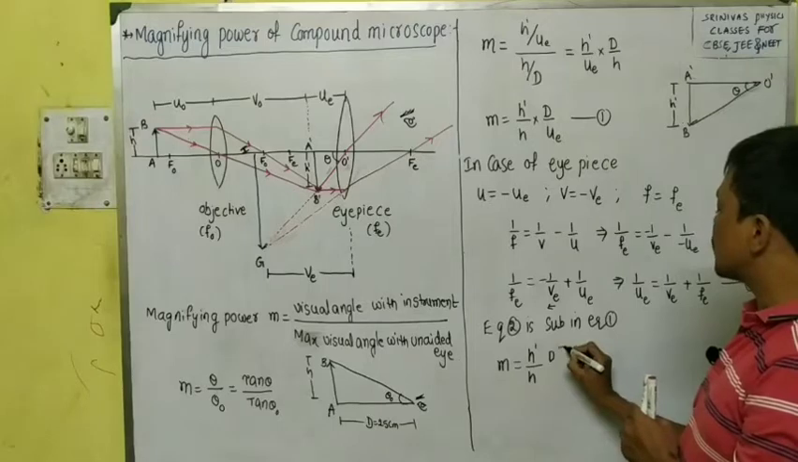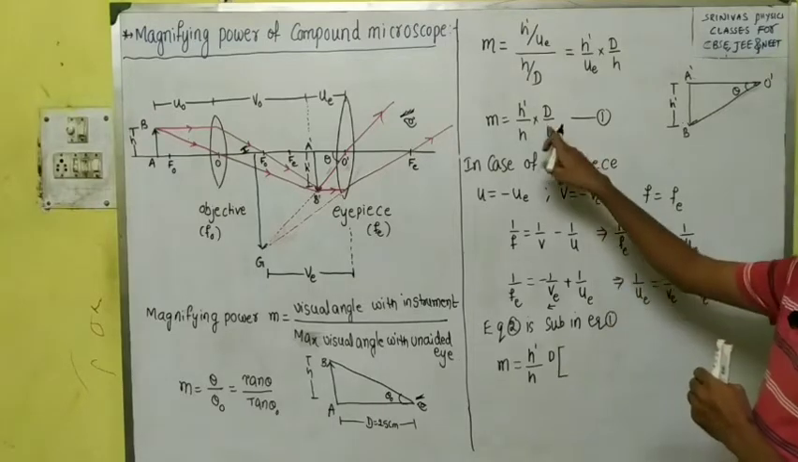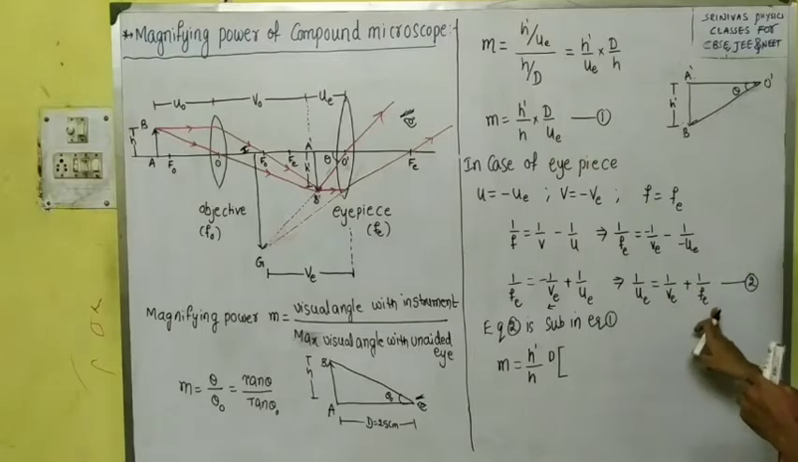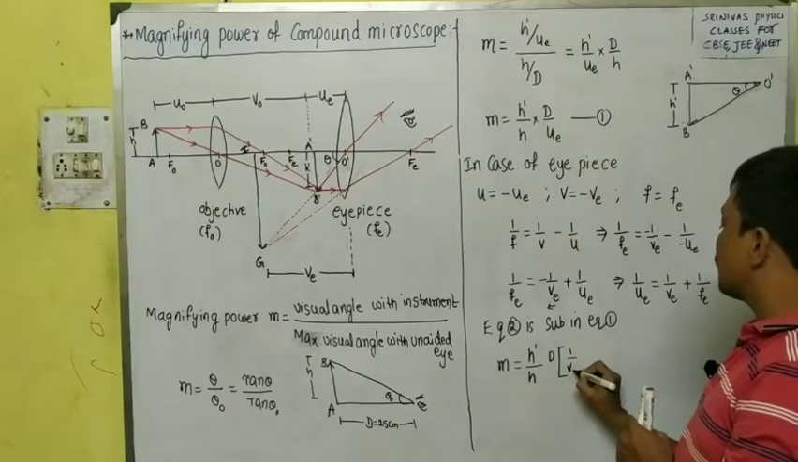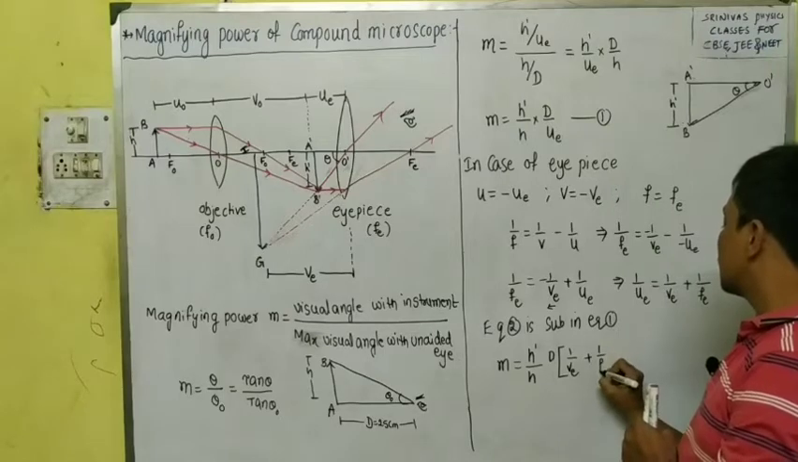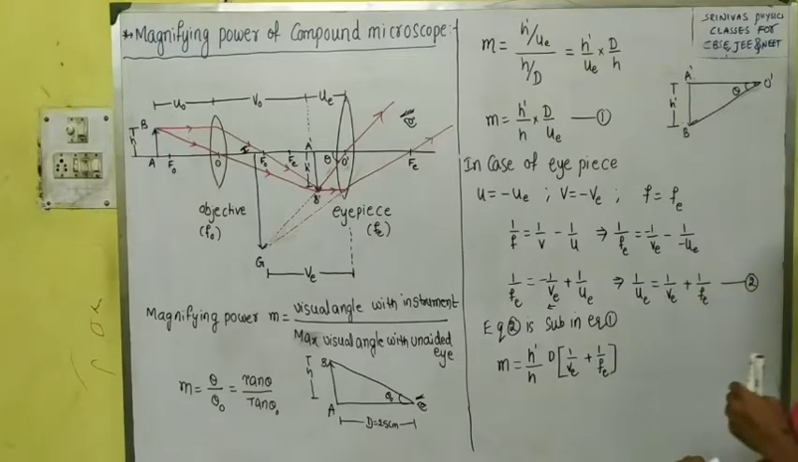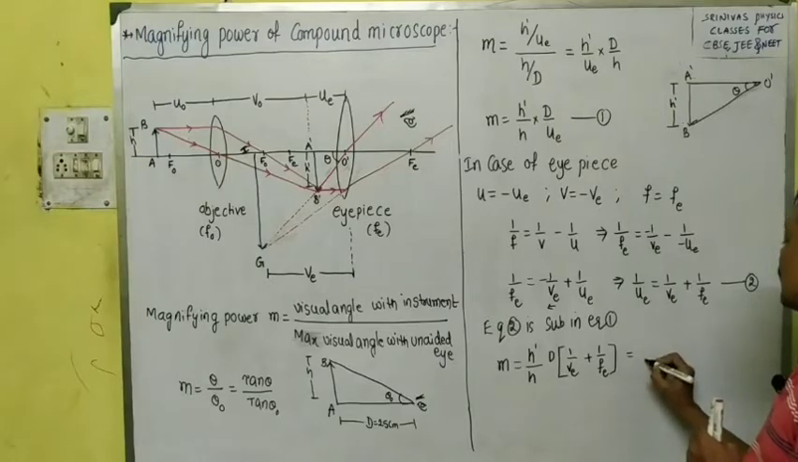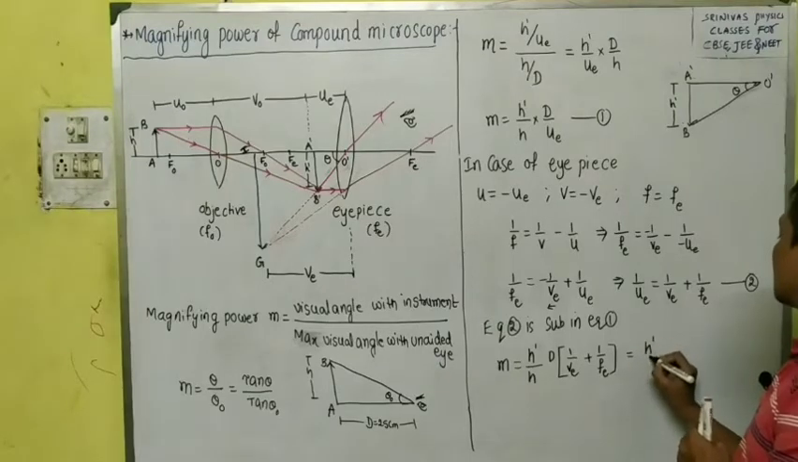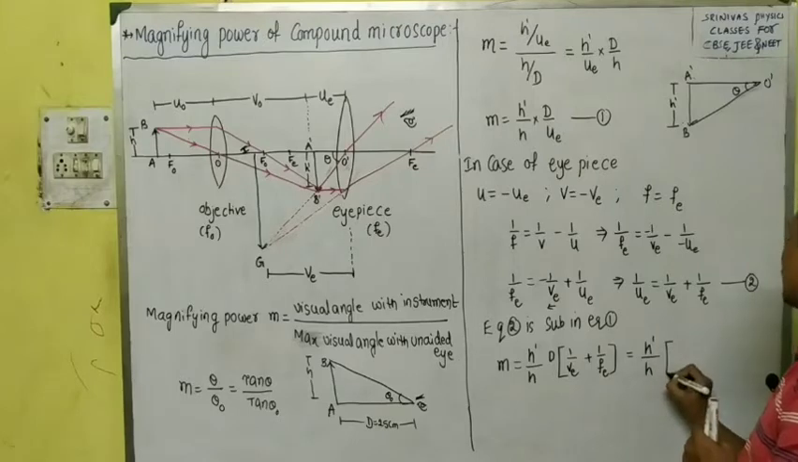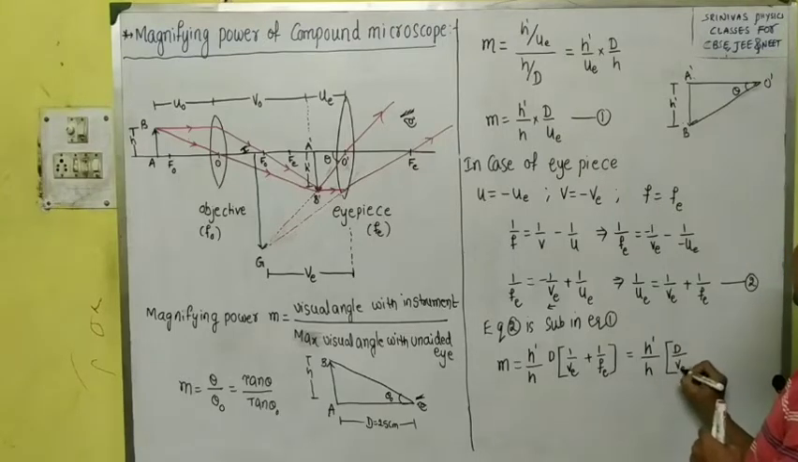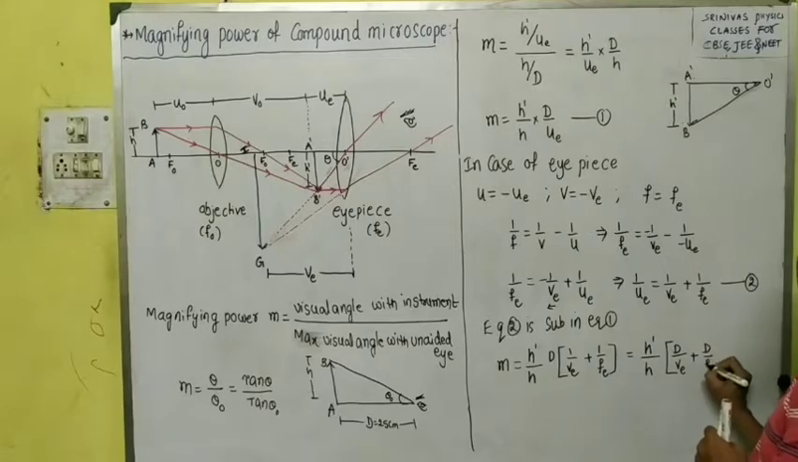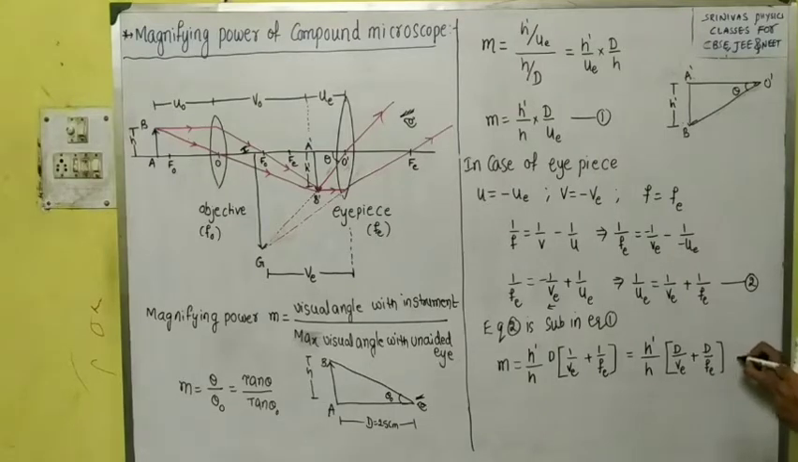But what is 1/ue here? 1/ue is 1/ve + 1/fe. Right. Now we can simplify this a little bit, and then we will get m = h'/h into d/ve + d/fe. This is equation 3. Equation 3 we write here.